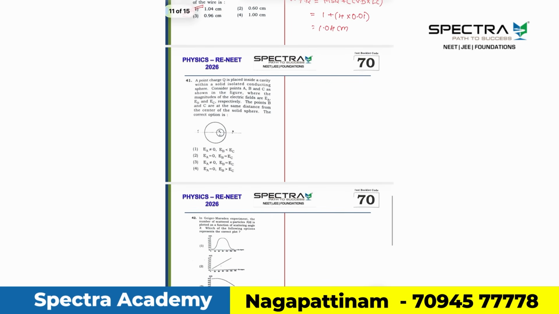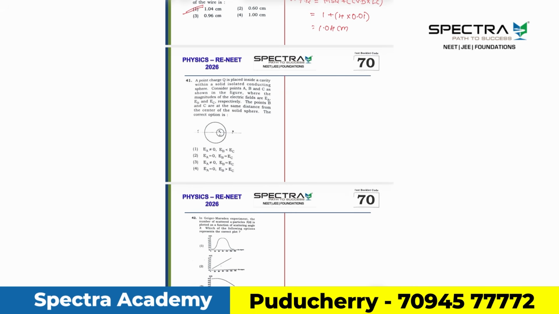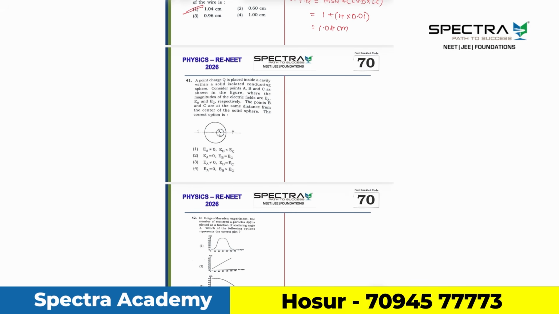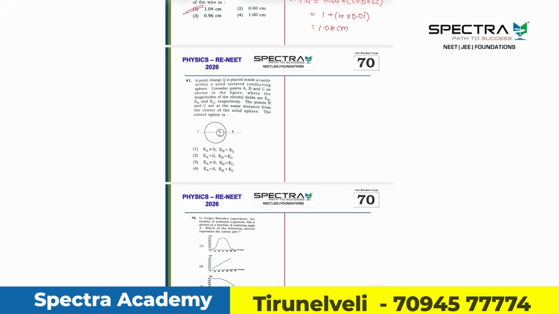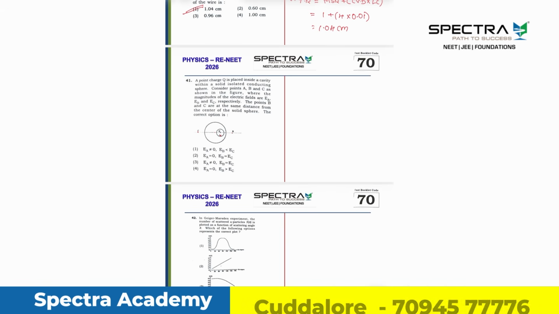What they are saying to us: a point charge Q is placed inside a cavity within a solid isolated conducting sphere. Consider the points A, B, and C. A is inside this cavity, B and C are equidistant from the center of the outer solid sphere. The correct option is, they are saying.